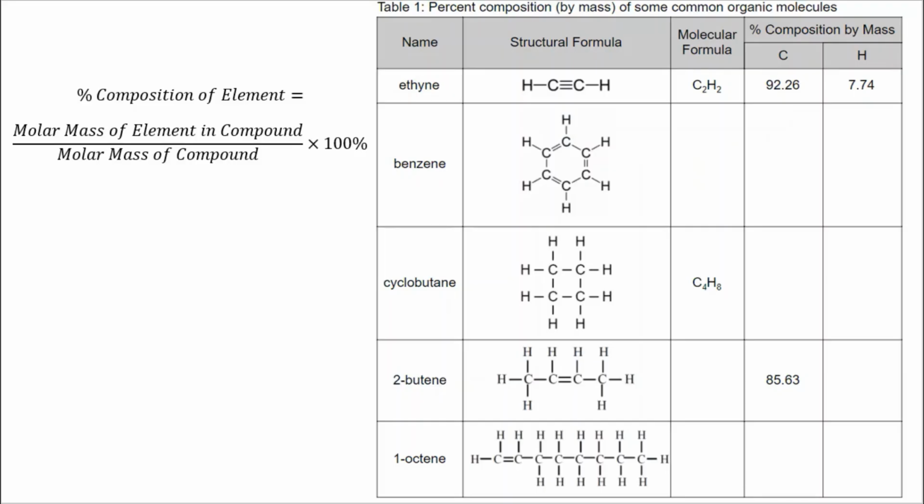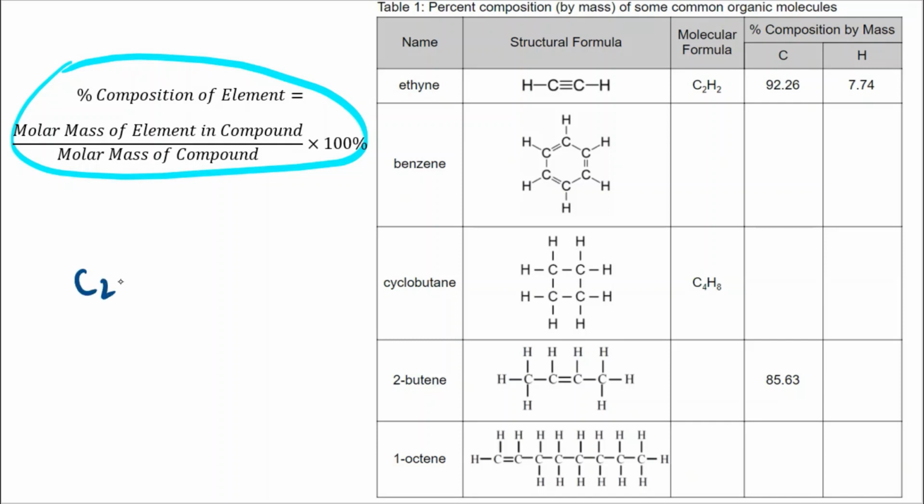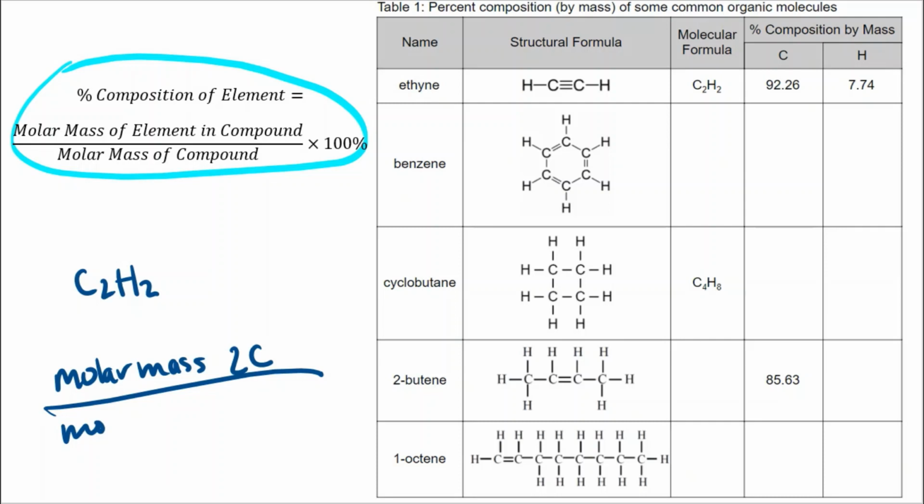First thing that you have on the start of the page is this equation here for percent composition. So in order to find percent, we always take the part that we are interested in over the whole. So for example, if I wanted to know what percent of carbon is present in this compound, I would take the molar mass of those two carbons and divide that by the molar mass of my entire compound, and then multiply by 100%.